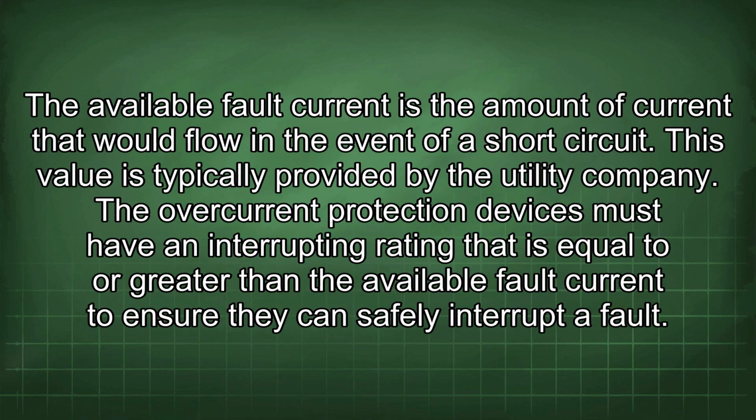The available fault current is the amount of current that would flow in the event of a short circuit. This value is typically provided by the utility company. The overcurrent protection devices must have an interrupting rating that is equal to or greater than the available fault current to ensure they can safely interrupt a fault.